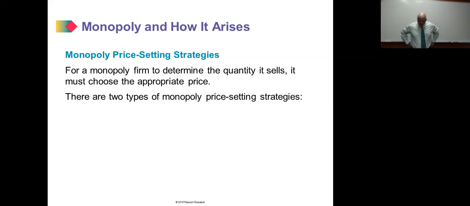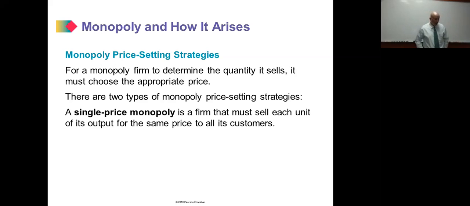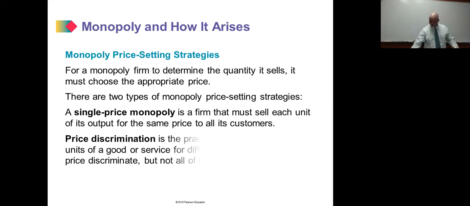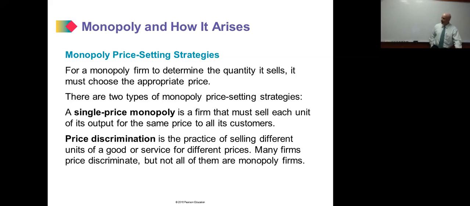Okay, for a monopoly firm to determine the quantity it sells, it's going to have to decide what price it's going to sell at. A single price monopoly is a firm that must sell each unit of its output for the same price to all its customers. Price discrimination is the practice of selling different units of a good or service for different prices. Who would argue that you might have been discriminated against based on price today? Would anyone agree with me?